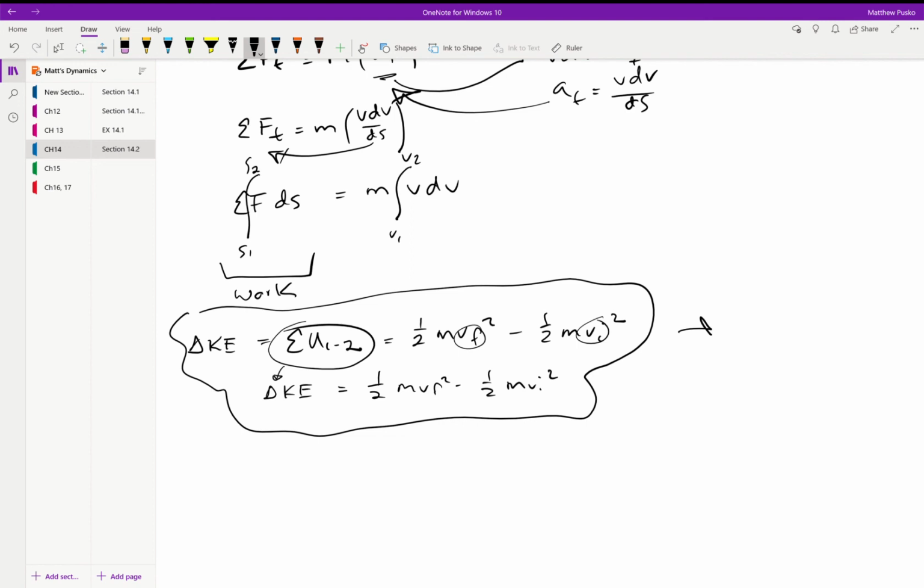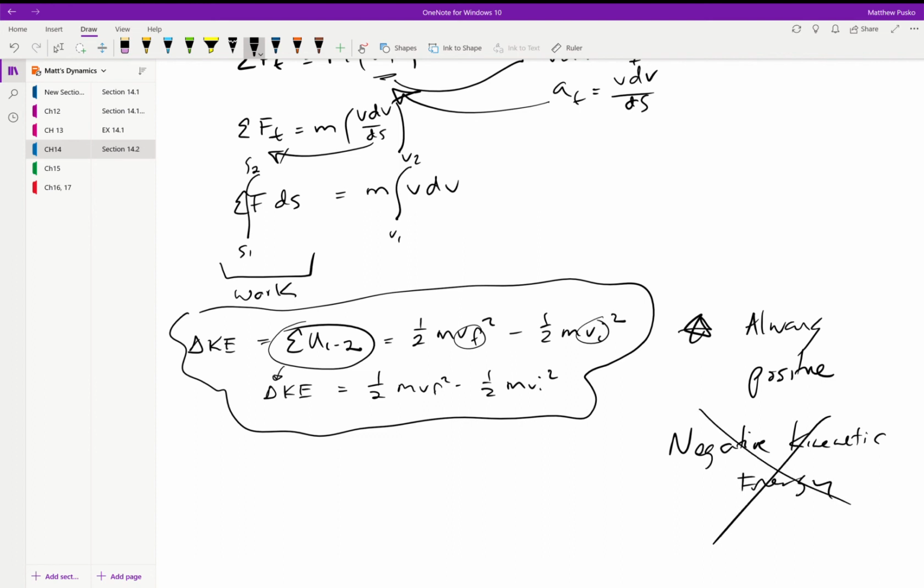So this should be noted always is positive. We never have a negative kinetic energy. No such thing. We square the speed. The mass is a positive quantity. And for any individual, kinetic energy cannot be negative. Our change in kinetic energy could be, though. Okay. Yep, that's it.